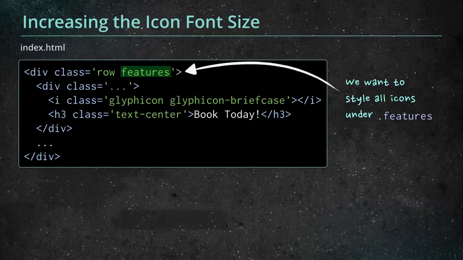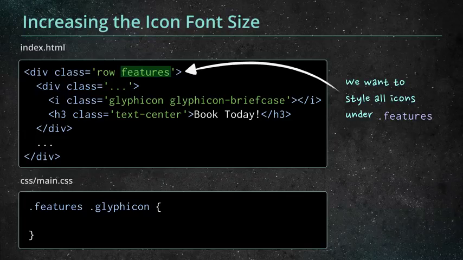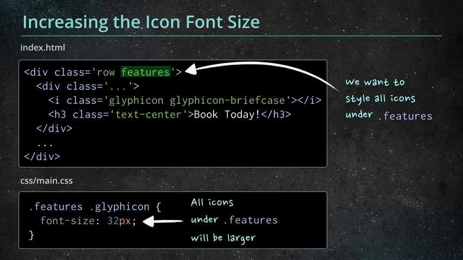Then we can create this css/main.css file and define a single CSS selector of .features .glyphicon. This just means that we'll only be styling glyphicons that are inside of an element with a class of features. In this case, we'll increase the font size to 32 pixels, making them stand out quite a bit from their surrounding text.